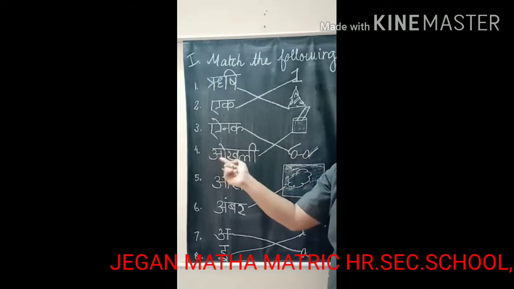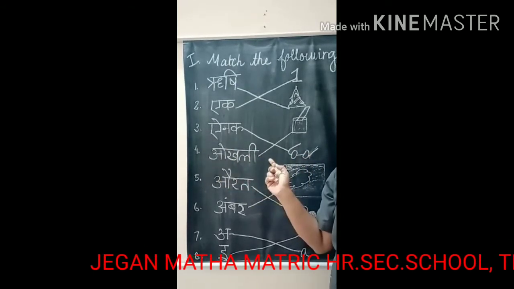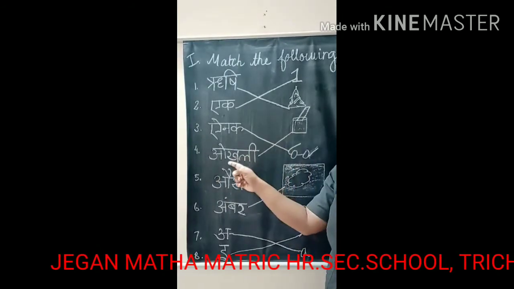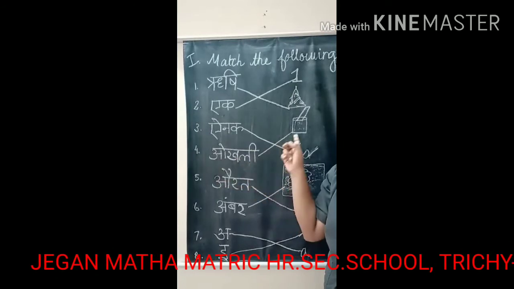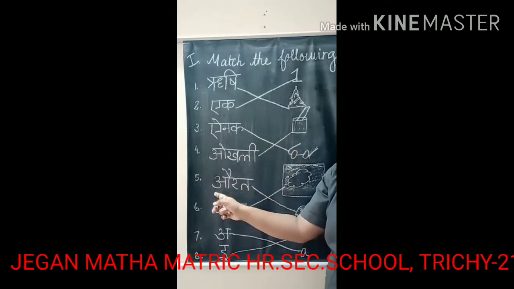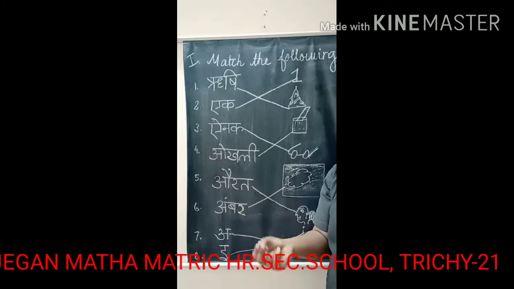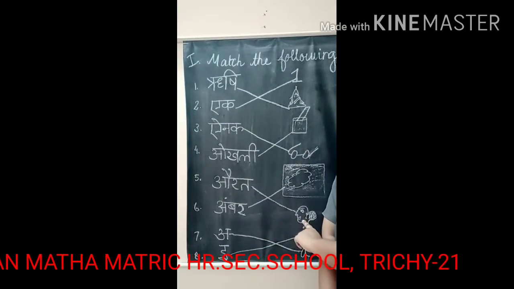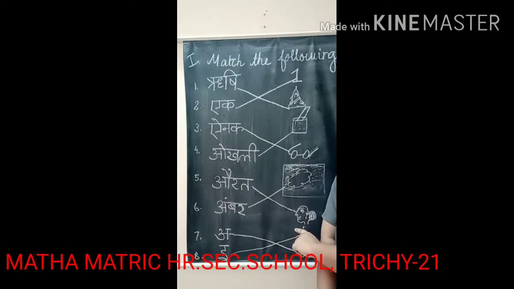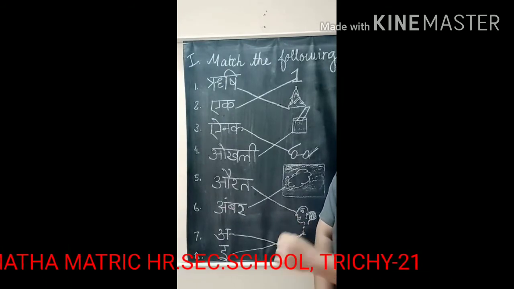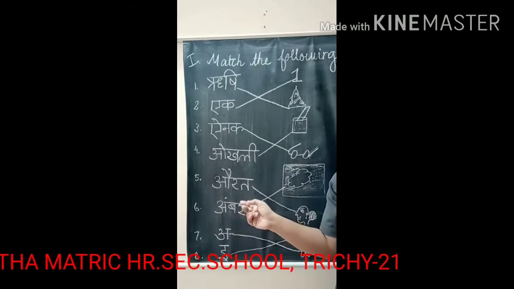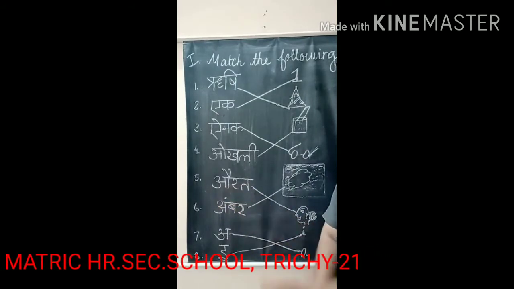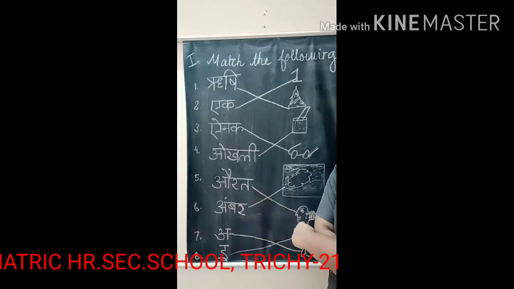Next word is okhali. O says okhali, we have learned. Okhali means mortar. Here it's the picture of a mortar, so I have matched the word okhali with its picture. Next word is aurat. Aurat means a lady, a woman, so I have matched the word aurat with the face of a lady. I have drawn not fully but only the face of a lady. Aurat means a woman, and I have matched the word aurat with its picture.